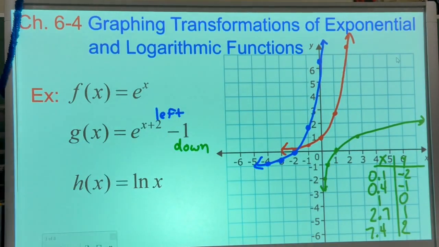The red one doesn't cross the x-axis. The green one, its inverse, doesn't cross the y-axis because they're inverses of each other. Those things that they don't cross, they switch when you switch x and y. Our domain and our range will switch for those two when you switch x and y.